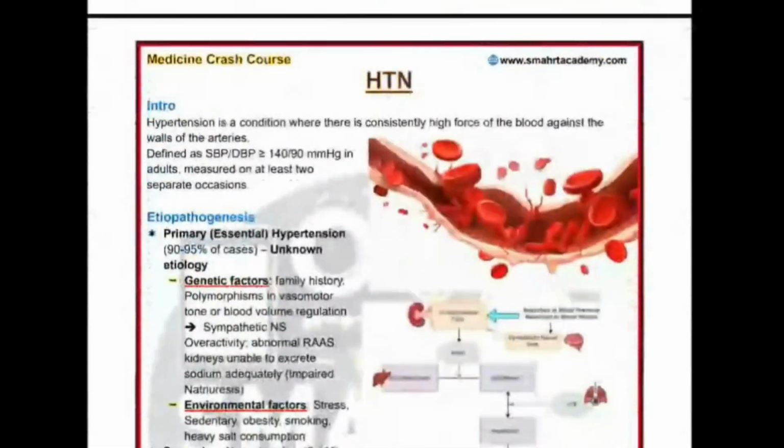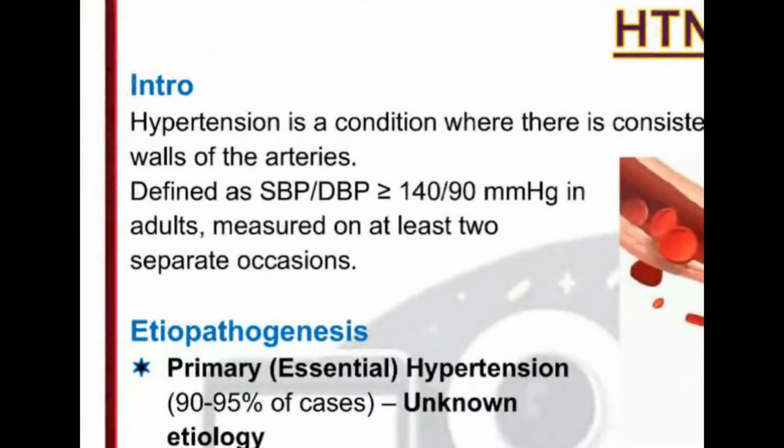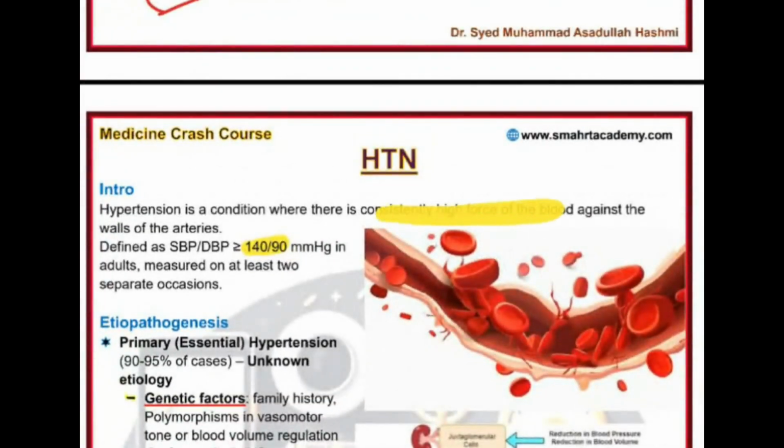Now, moving on to a basic and very repeated question: hypertension. What is hypertension? Everybody knows, yes sir, BP more than 140/90 is hypertension. But you don't know the basic concept. In hypertension, what is happening? There is a consistently high force of blood against the walls of the artery. Blood is hitting the walls of the artery consistently with high pressure.